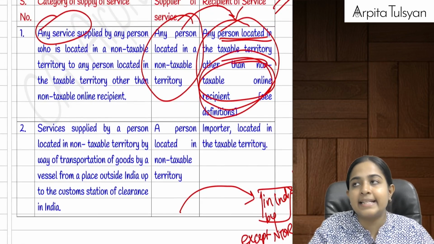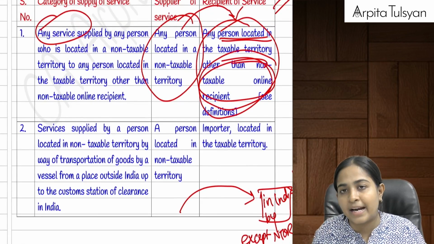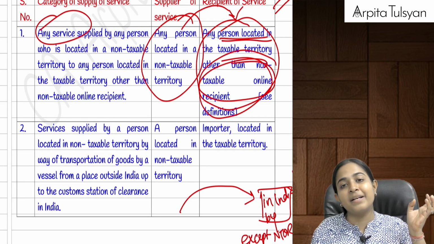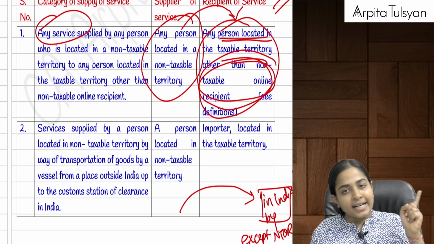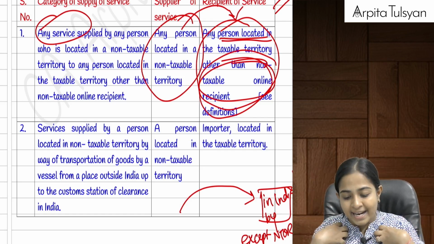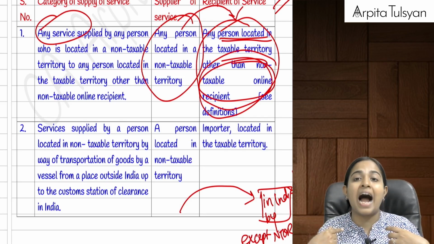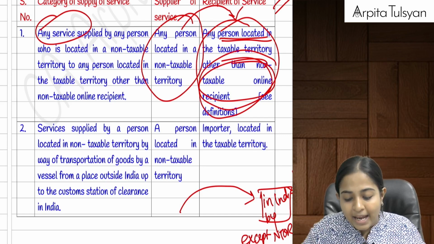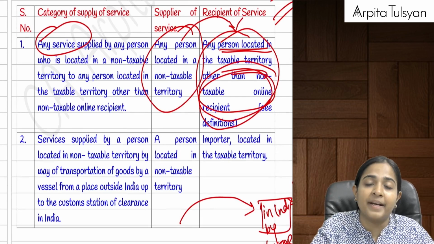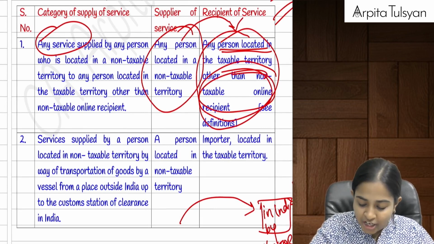Okay, let's say I want to design my website. This example I had already given you in the main lecture. I have taken some designing services online. So that is importation of services taken from outside India, and it is received by a person located in the taxable territory. I am required to pay the taxes on it. I am required to pay the GST on it under the reverse charge mechanism.